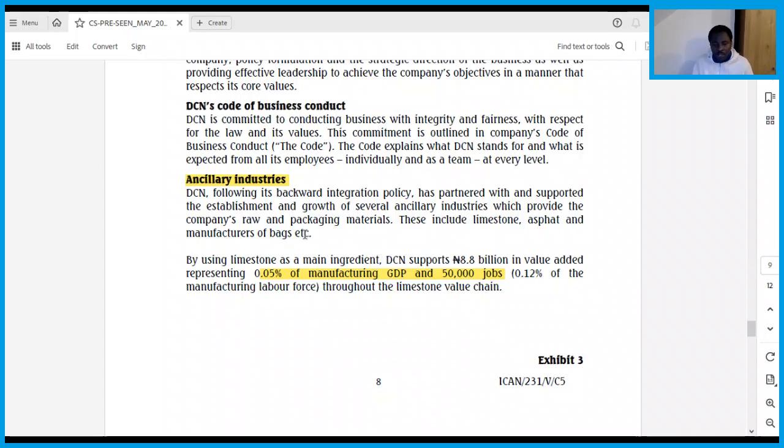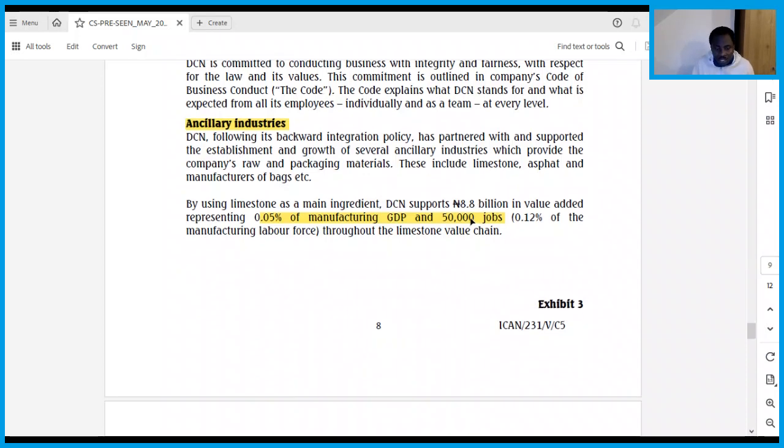Okay, so their corporate governance, basically they are awarded along that line, and their ancillary industry, basically they have to package the cement and the limestone will be needed, asphalt and other things. I highlighted that equally by using limestone ingredient, the value chain, it represents 0.5% of manufacturing GDP of the economy of the nation, and Dudley had provided 50,000 jobs. Wait a minute, this is not Dudley alone. I think we are talking about the industry.